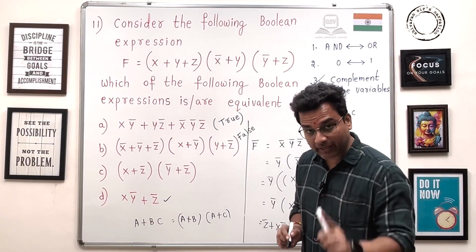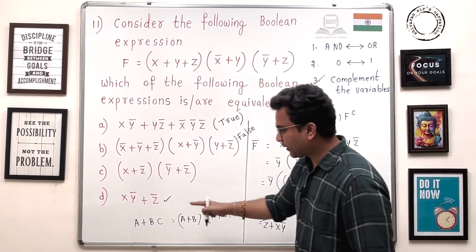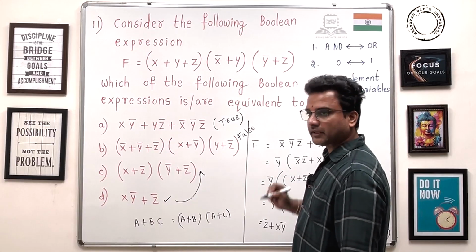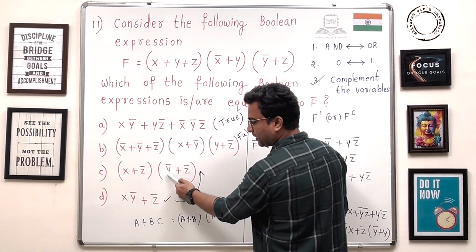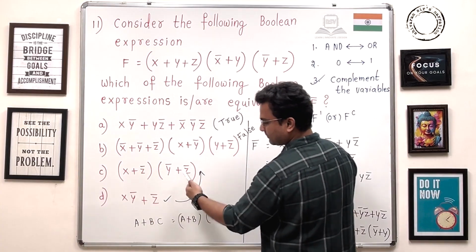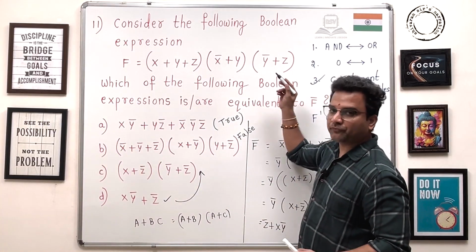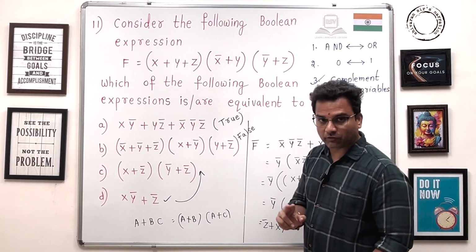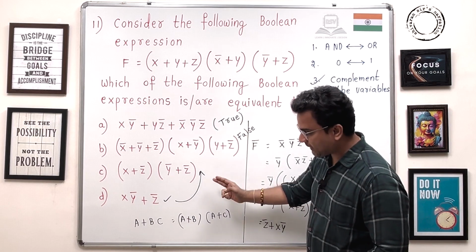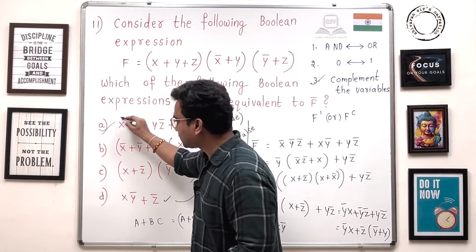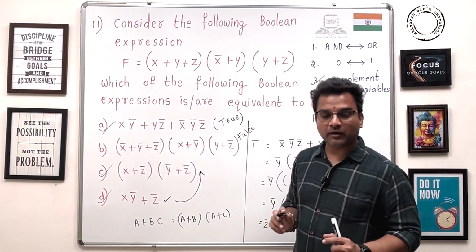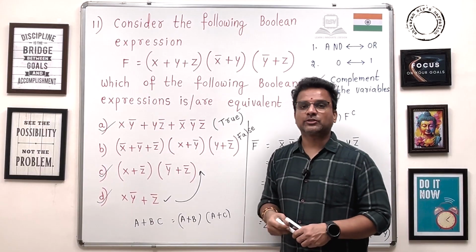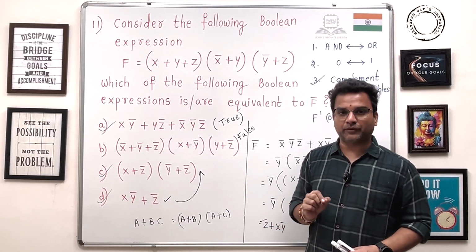Yes. And with the same distribution theorem, you can rewrite this. How? Like this: that is z bar plus y bar, z bar plus x. Hence guys, for the given Boolean function, the complement of the function is equal to A, C, D. All these three options are equivalent to the complement of the Boolean function. Okay, so this is the complement of the Boolean function.